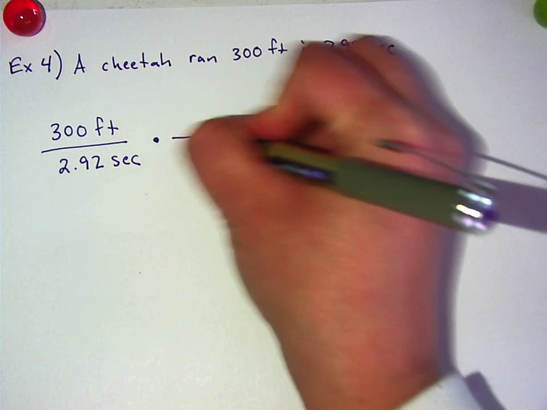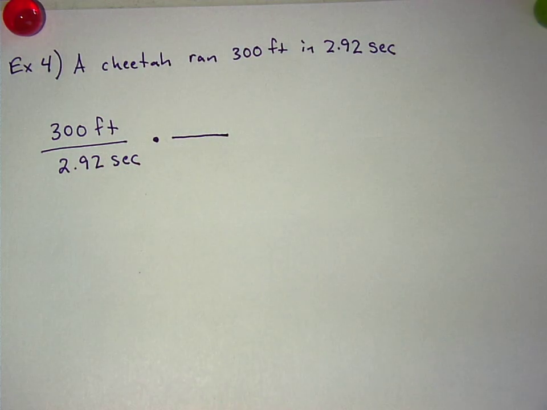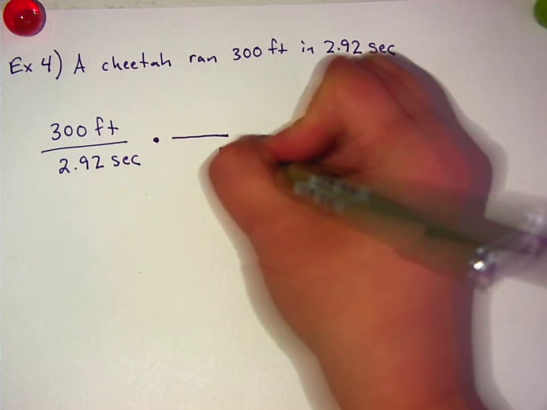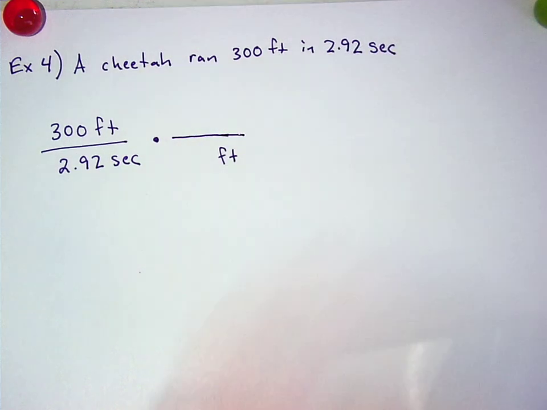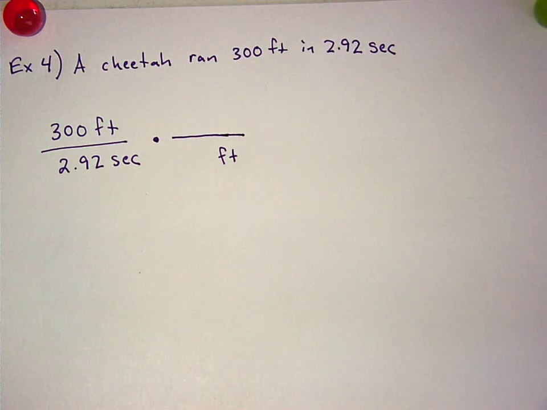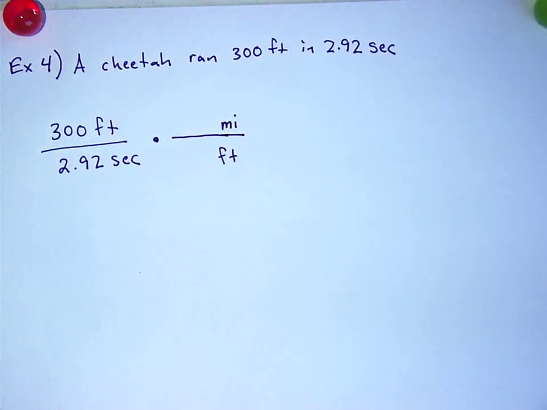So multiply by a fraction. Everybody write it down. Where do you think we have to put feet? On the bottom. Feet are going to have to be on the bottom. And we're going to put miles up here. Okay, now we need to figure out a translation between the two.